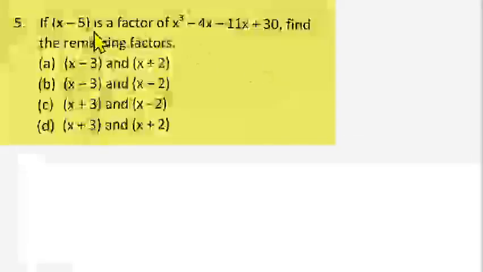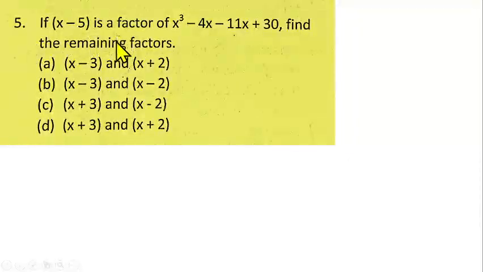Question number 5 is from the polynomial. If x minus 5 is a factor of this polynomial, we have to find the remaining factors. So this is a cubic expression, and this is a linear. So this is a factor of this. That means if this one divides this, the remainder should be 0, and the quotient you are going to get will be in a quadratic form. So you cannot deal with the quadratic to get the remaining 2 factors. So what you need to do is to use this to divide this first, then you get a quotient which is going to be in a quadratic form.